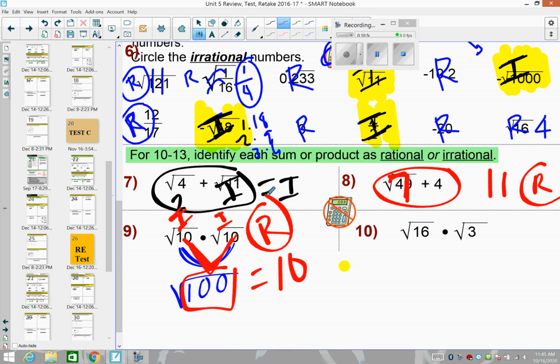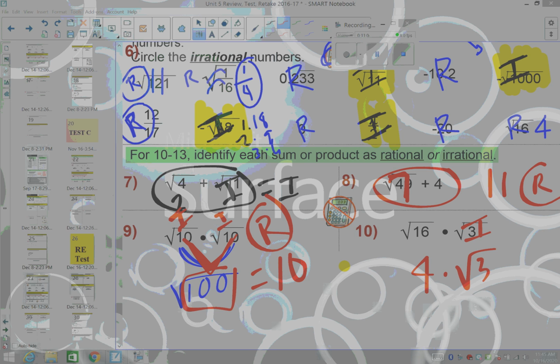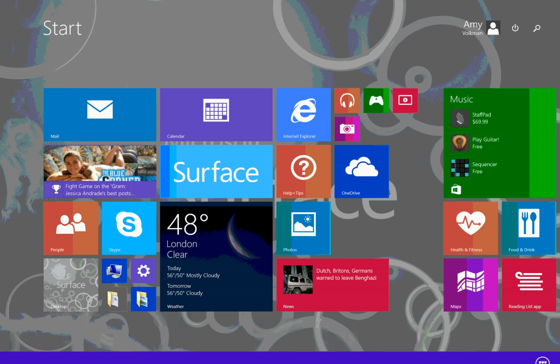The square root of 16 is 4, and we multiply it by the square root of 3, which is really icky. It's not a square, it's a rectangle.